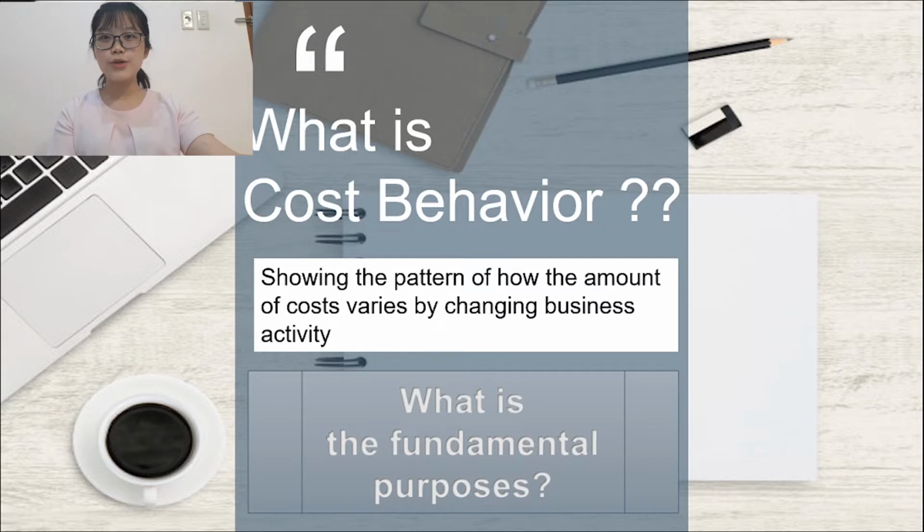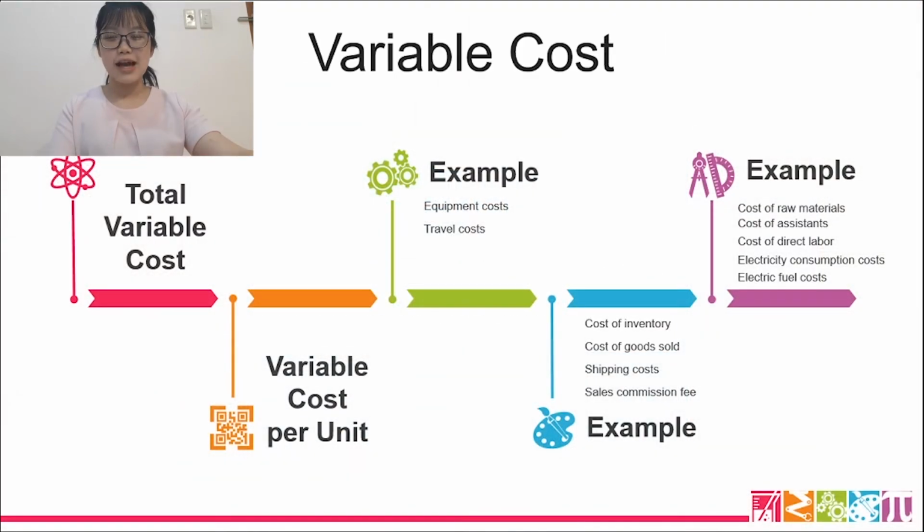Now, I'll show you the difference of variable cost, fixed cost, and mixed cost. Variable cost. Variable cost is the cost that changes proportionally with the change of activity or the amount of production. We can conclude that total variable cost changes proportionally with the change of activity. But variable cost per unit is not changing, although there is changing in activity.